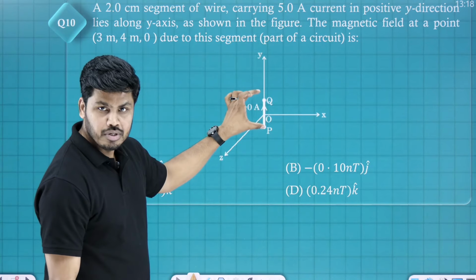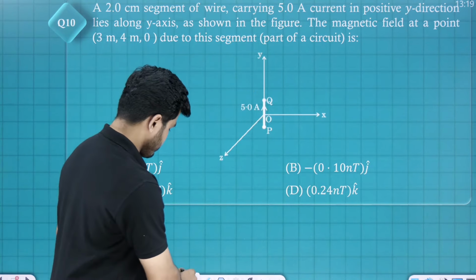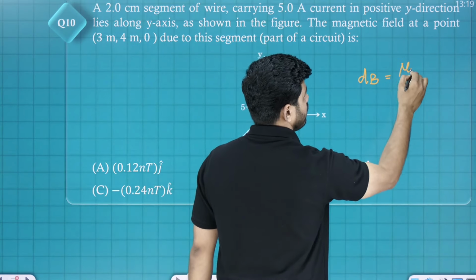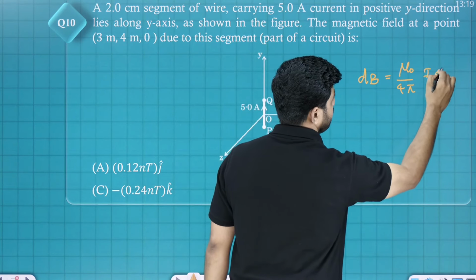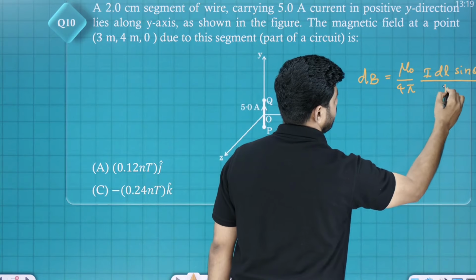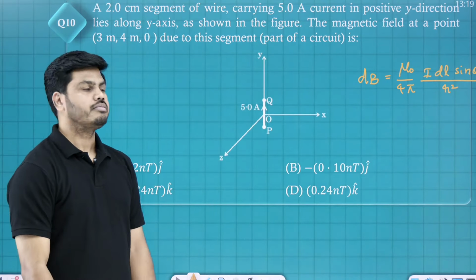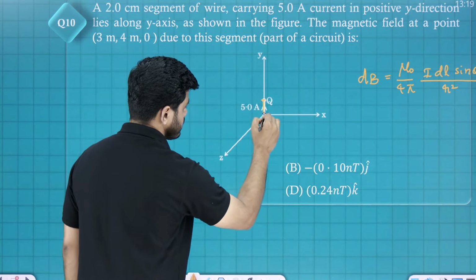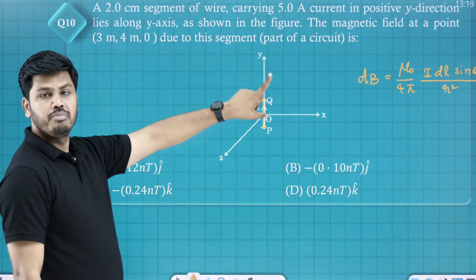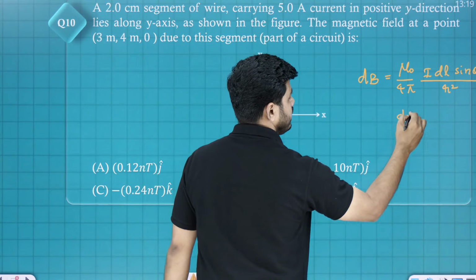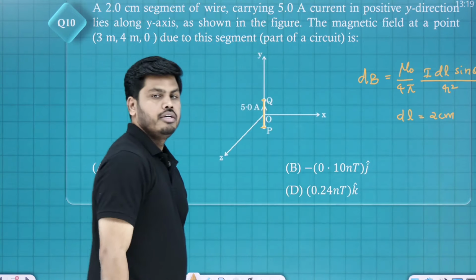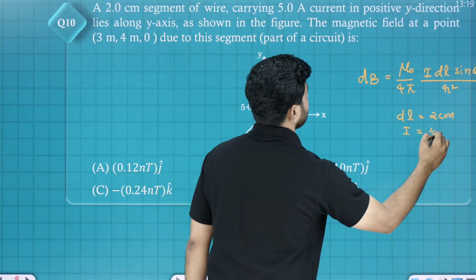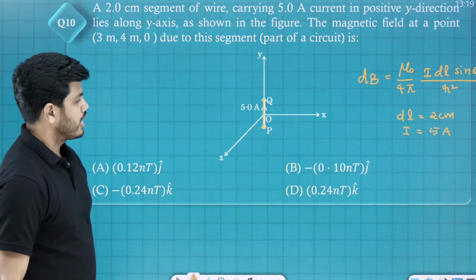Okay, so this is the line element given. It's an application of the Biot-Savart law, a straight direct application. We can say the magnetic field due to a small line element, dB, is equal to mu naught by 4 pi, I dl sine theta divided by r square. That is the equation. Now look at the diagram. In this diagram, this is the line element given. Its length is 2 centimeter, so dl is equal to 2 centimeter. The current flowing through it is also given. Current I is 5 ampere.